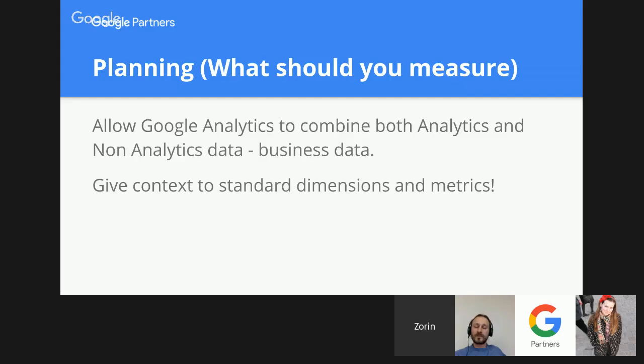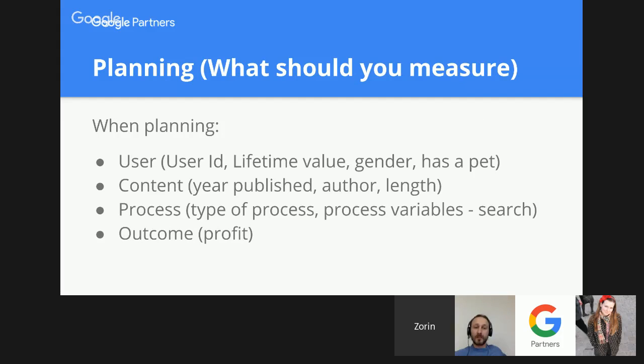And it gives context. So we are moving away from standard dimensions and metrics and giving more meaning to what we actually collect in Google Analytics. This is both applicable to dimensions and metrics. When planning, think of what do you really want to collect and how can you use this data.